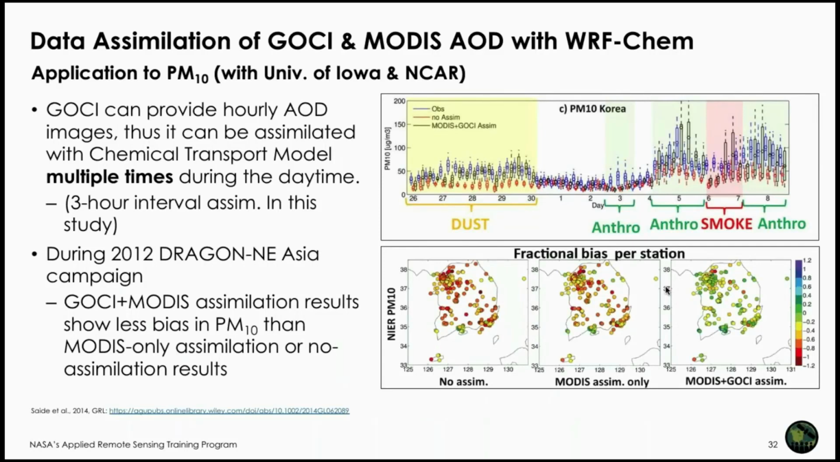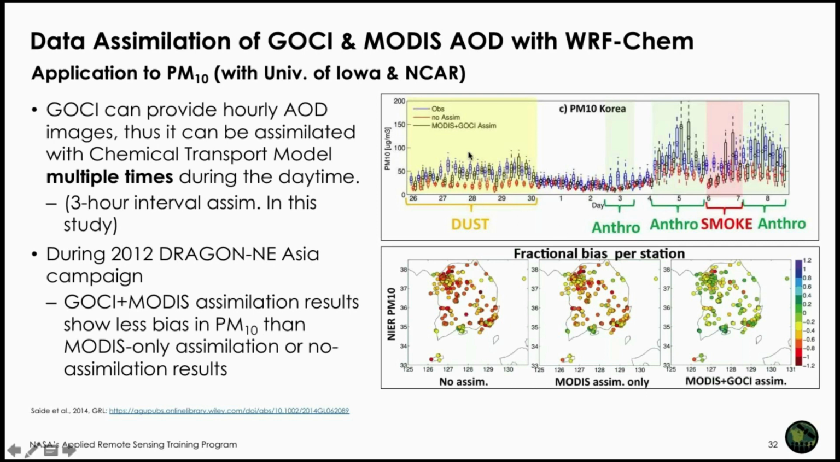During the 2012 spring, there were several heavy aerosol events, such as dust cases in the first period, anthropogenic emission, and smoke cases as follows. In the upper figure, the original chemical transport model result is the red line. We can see this red line here, and the ground-based PM10 measurement is the blue line.